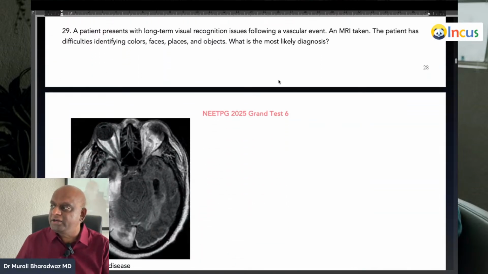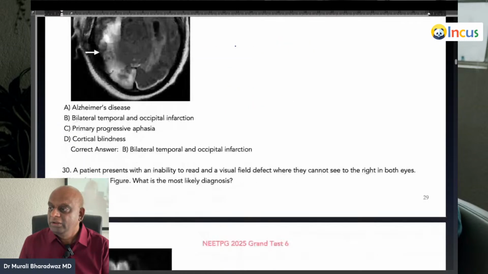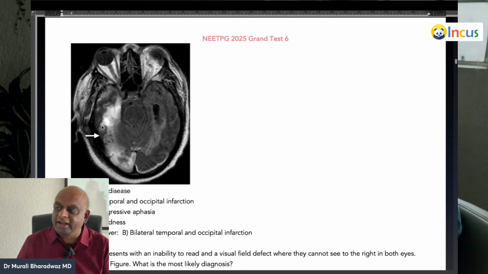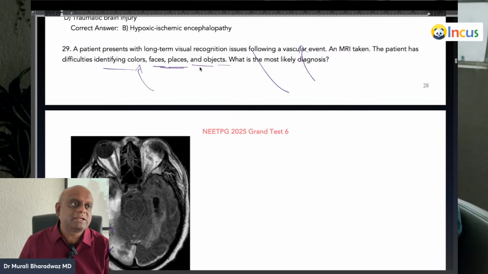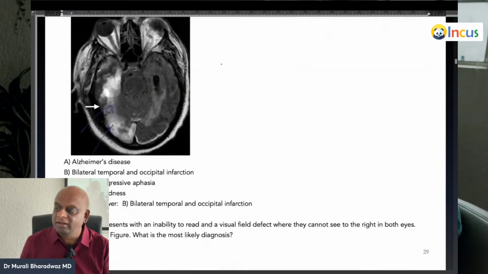Long-term visual recognition issues follow a vascular event. MRI is taken. It has difficulty to identify colors, faces, places, objects. So all this is whenever there is any temporal and occipital infarction. Typically you get difficulty to identify colors, faces, agnosias, places and objects.